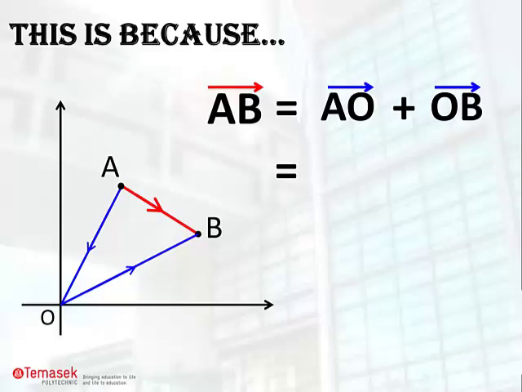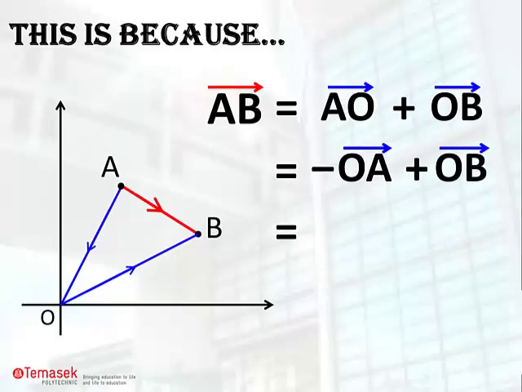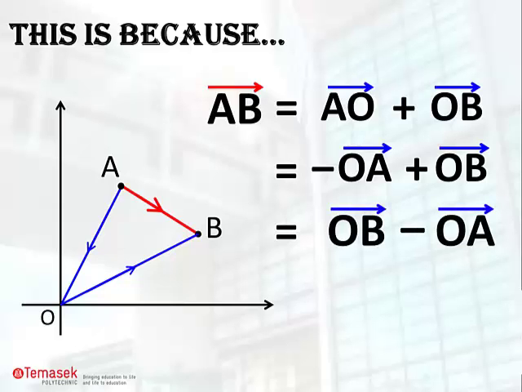Note the direction where the arrowheads are pointing. They must be pointing in the correct direction, so that the two vectors can be represented and added correctly. Next, we reverse the notation of vector AO and add a negative sign. We then have negative vector OA plus vector OB. Finally, rearranging them would give us vector OB minus vector OA.